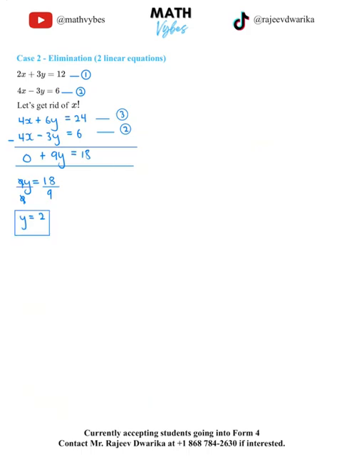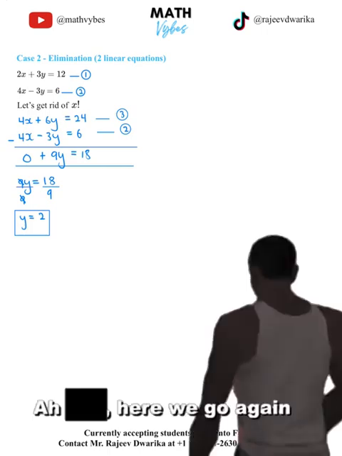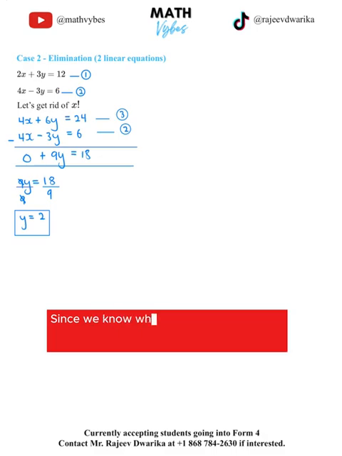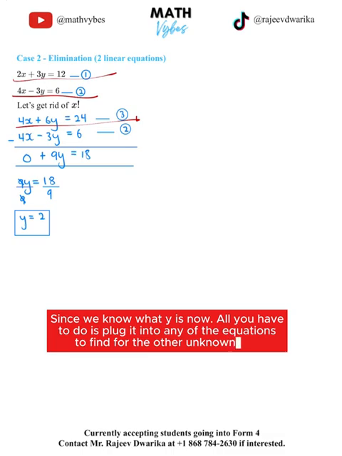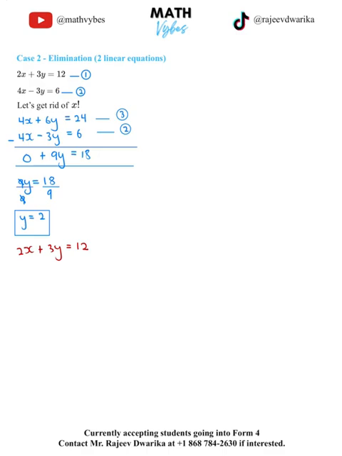And so let's try to find for x now. Here we go again. To find for x, you can use equation 1, equation 2, or equation 3 if you wanted. So equation 1 was 2x plus 3y is equal to 12. And now I know that y is equal to 2. Anywhere I see y, I could just write 2. So I'm going to write 2x plus 3 by 2, and that'll be equal to 12. Now, what is 3 by 2? 3 by 2 is 6, and that'll be equal to 12.